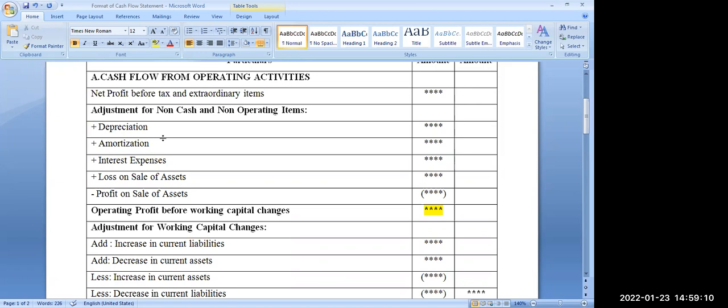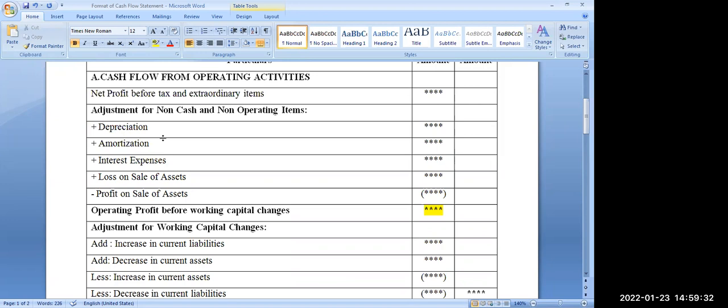Anybody? If I add an item in the other expense column of the profit and loss account, what will be the result of profit and loss? It will be increasing the profit or decrease the profit? Decrease the profit. It will be decreasing the profit.